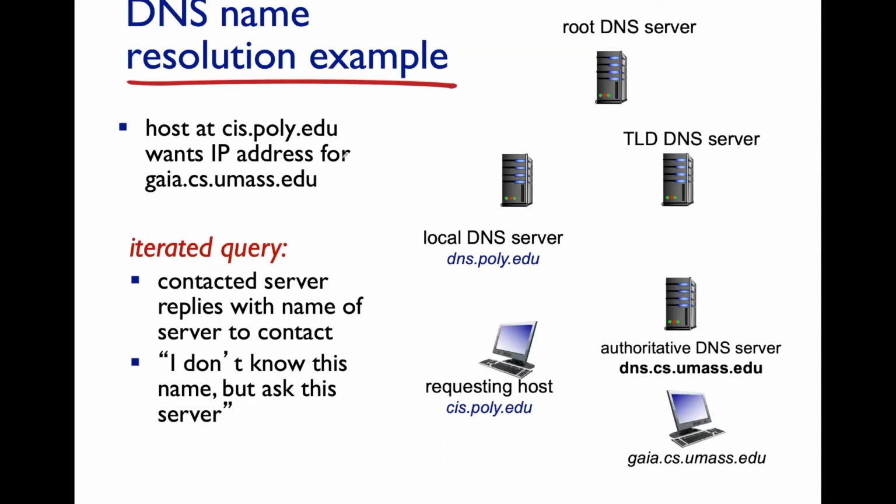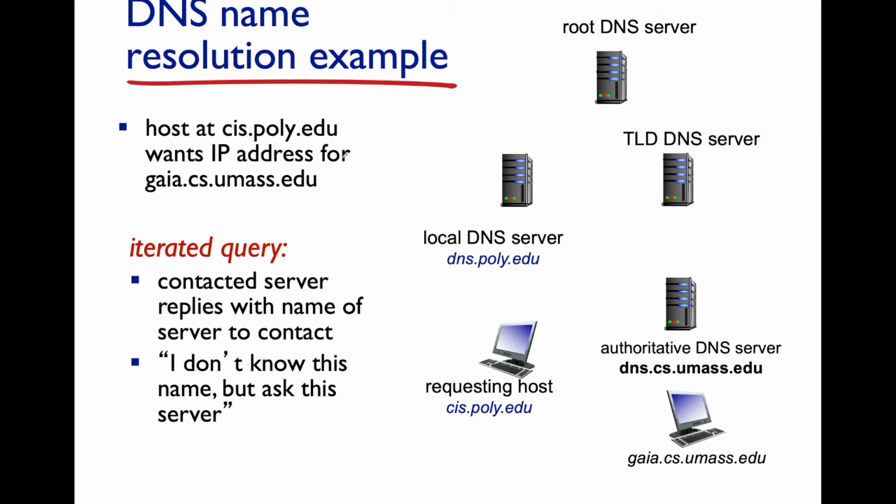Now let's take a look at how the interactions work between the different DNS servers, whether it's the root, the TLD DNS servers, the local ones, and the hosts. And there are two different schemes. One is called iterated query, and the other is called recursive query. And this example is iterated query.